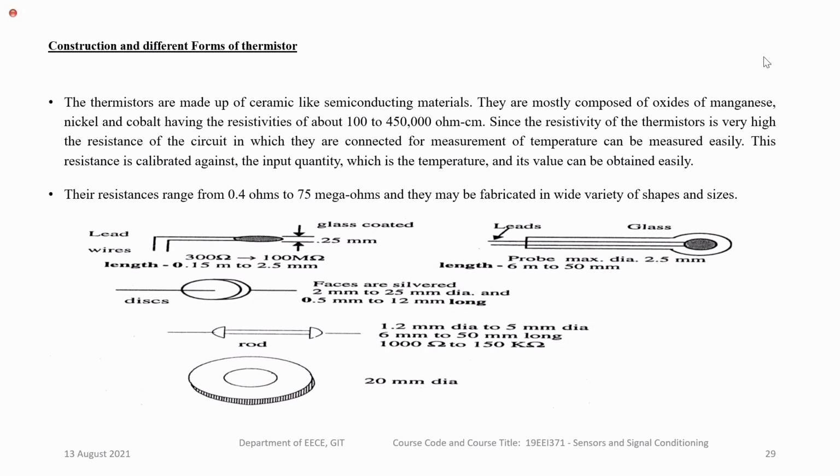The thermistors are made up of ceramic-like semiconducting materials. They are mostly composed of oxides of manganese, nickel, and cobalt, having resistivities of about 100 to 450,000 ohm centimeters. Since the resistivity of the thermistor is very high, the resistance of the circuit in which they are connected for measurement of temperature can be measured easily. This resistance is calibrated against the input quantity, which is the temperature, and its value can be obtained easily. So here we have different thermistors. I will show you the IC of the thermistor now.